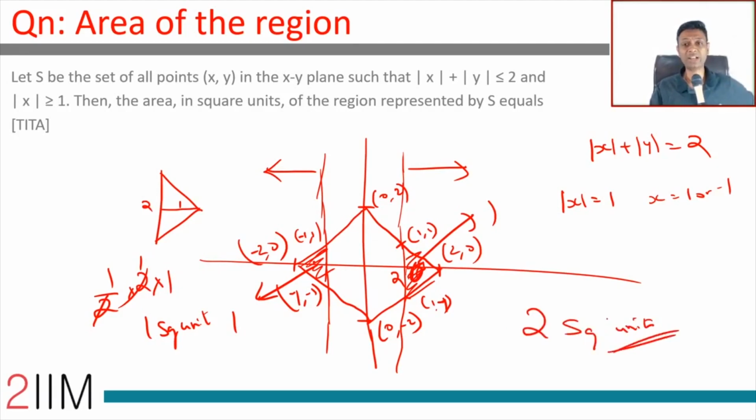Wonderful question. You need to be comfortable with imagining this, then drawing the diagram, finding the shaded region, and then simplifying that.